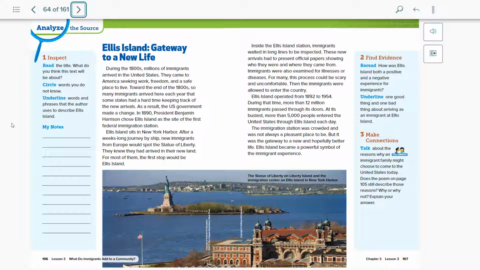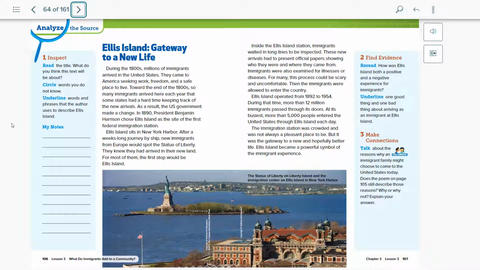station. Ellis Island sits on New York Harbor. After a weeks-long journey by ship, new immigrants from Europe would spot the Statue of Liberty. They knew they had arrived in their new land. For most of them, the first stop would be Ellis Island.